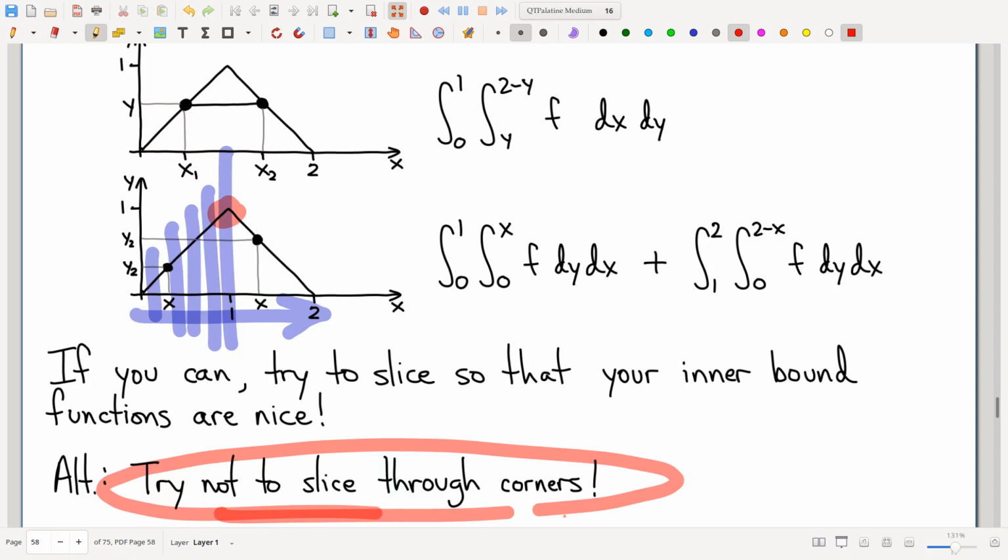And notice in the one that worked out well, we didn't, right? Where we had y on the outside, y was going from 0 to 1. None of our interior slices touch corners. Just the start and end.